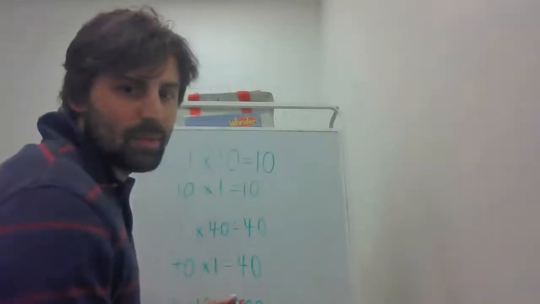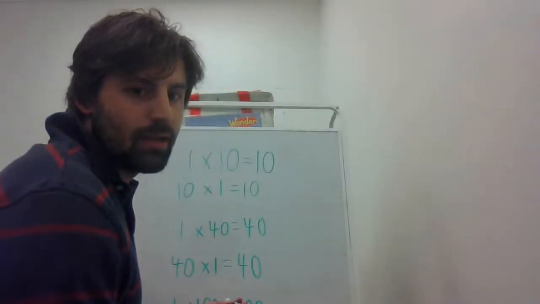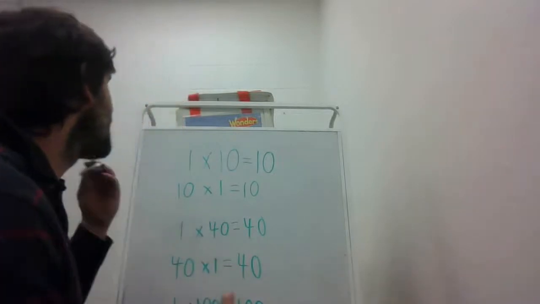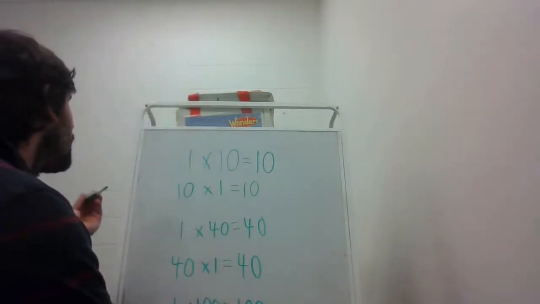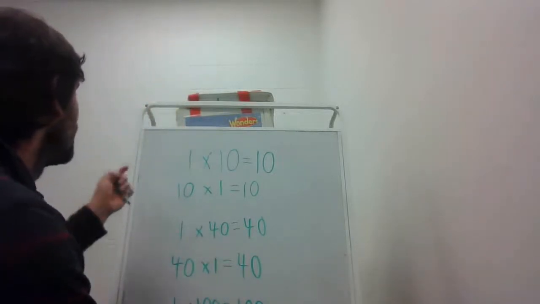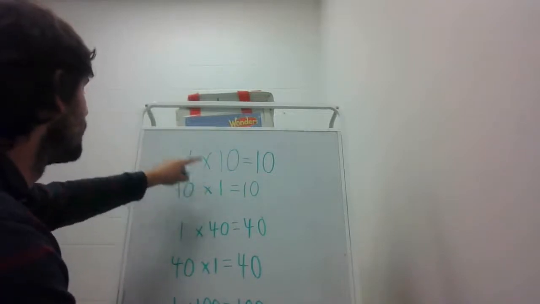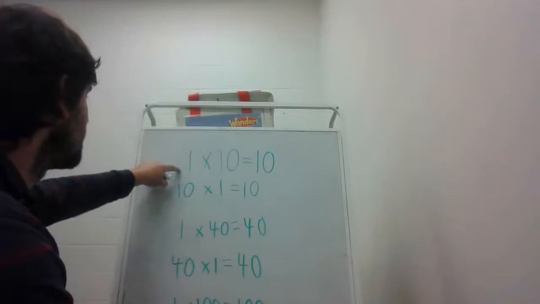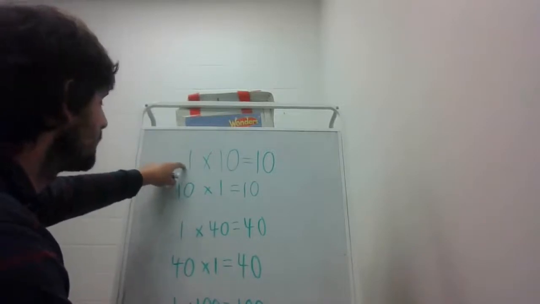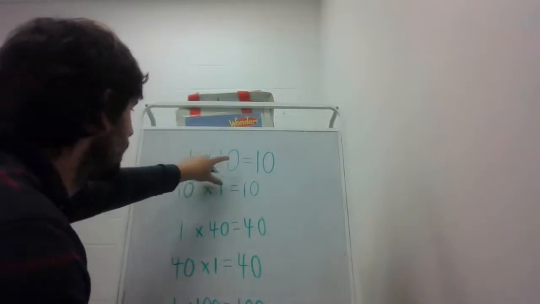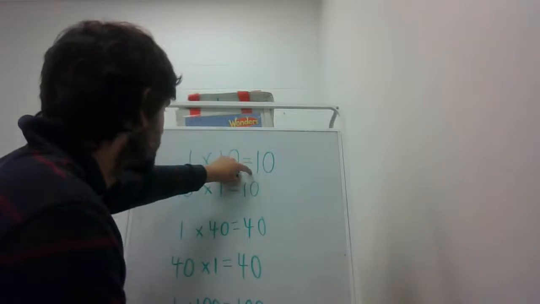So anytime you multiply a number times 1, the number is always going to stay the same. And it doesn't matter what order you multiply the 1 by, whether the number 1 is first in the number sentence or whether it comes after a different number. If you're multiplying any number times 1, then the number is always going to stay the same. 1 times 10, 10 times 1, both problems, you're multiplying by 1, number stays the same.